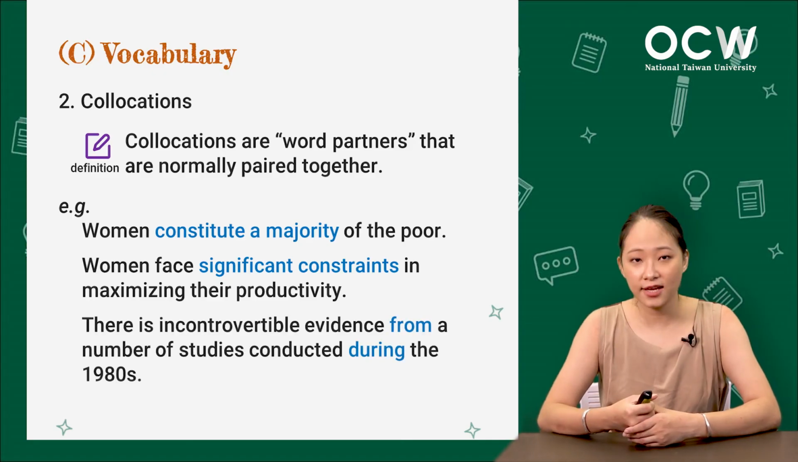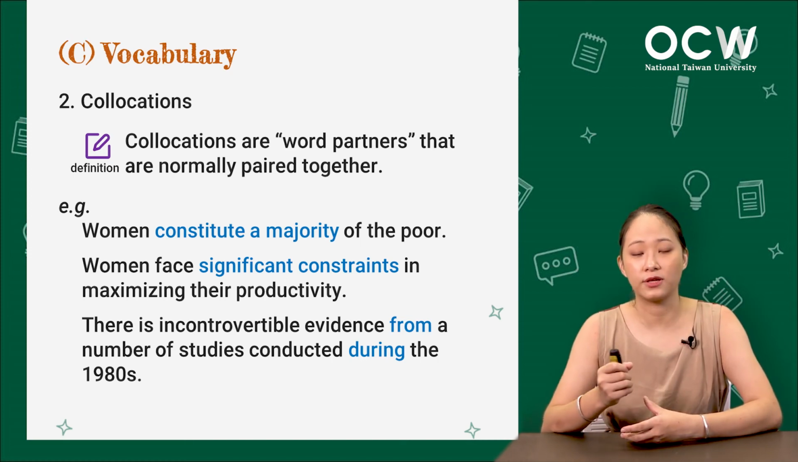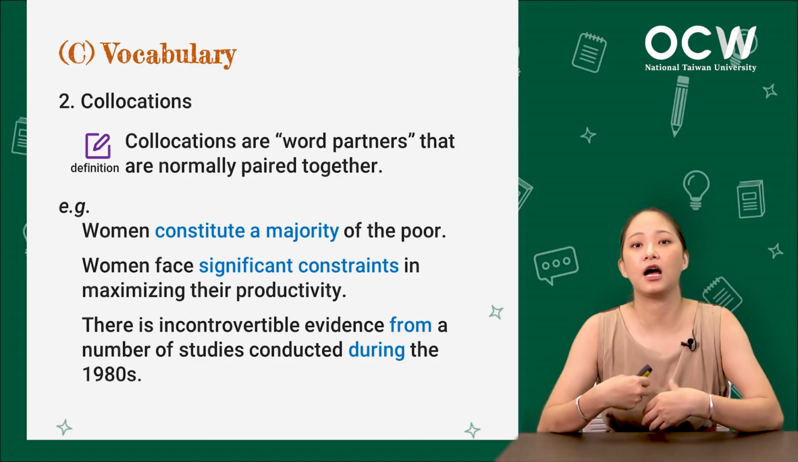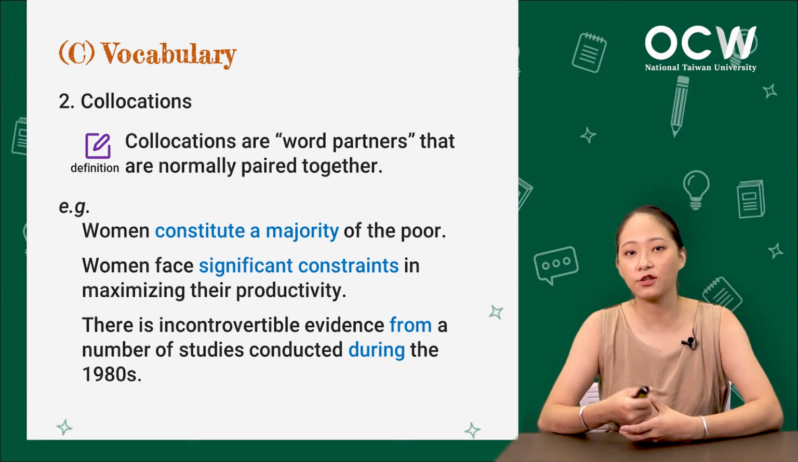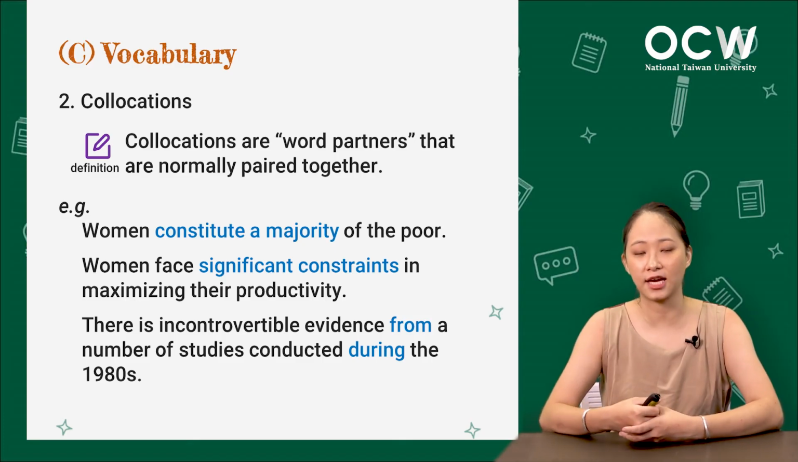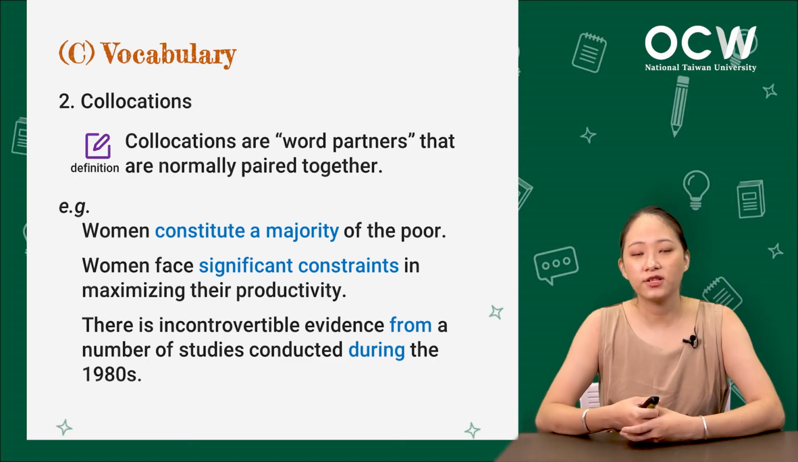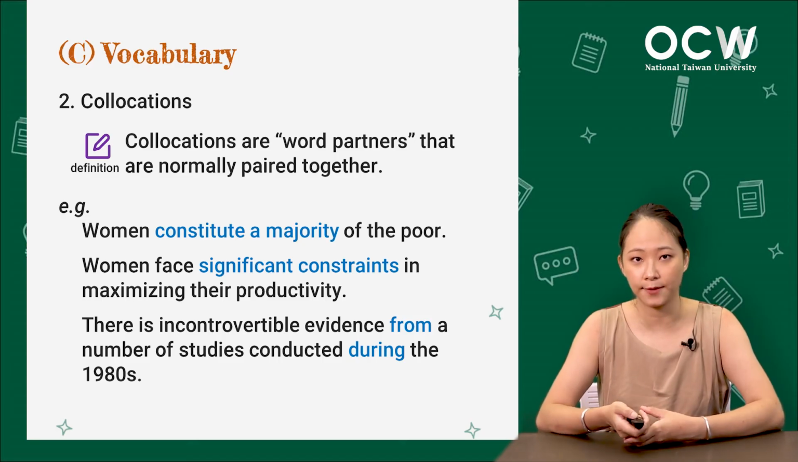The last is the collocation of preposition with noun. So there is incontrovertible evidence from a number of studies conducted during the 1980s. We're able to know the word from refers to the noun evidence. A number of studies, basically among these studies, how much of it was talking about women. And the last one we talk about time, so during the 1980s. Using different collocations of preposition and noun, we're able to identify the logical links between different clusters of meaning.